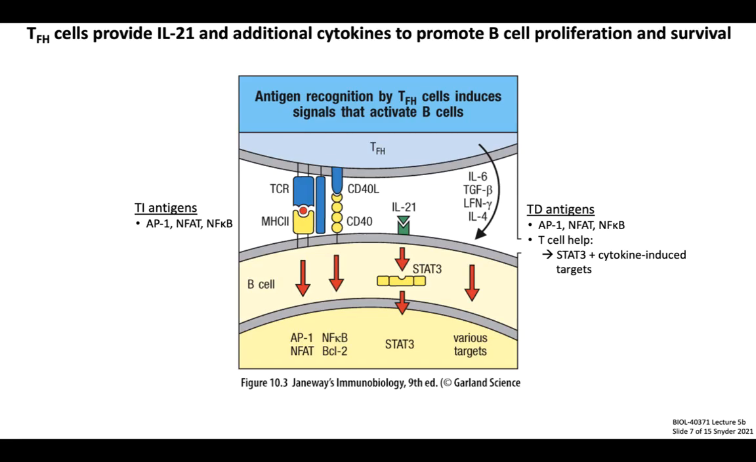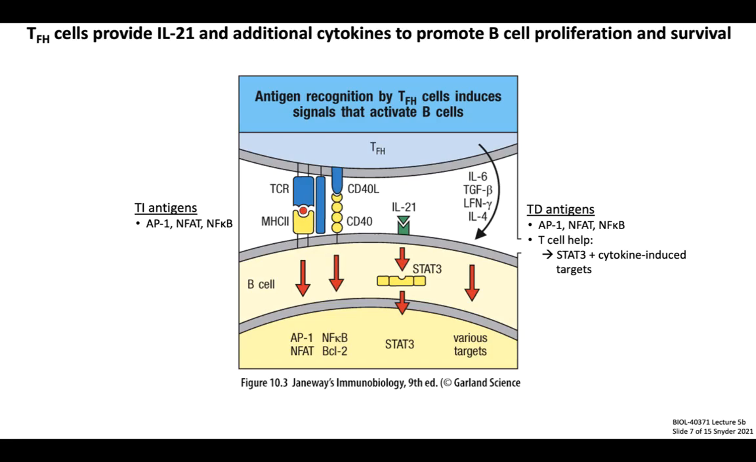TFH cells can also secrete a variety of other cytokines related to the specific type of infection taking place, and this can influence the process of class switch recombination that we will cover at the end of this lecture. Collectively, molecules such as CD40 ligand and IL-21 represent what we refer to as B cell help, which are the mechanisms through which TFH cells support B cell activation in response to thymus-dependent antigens.